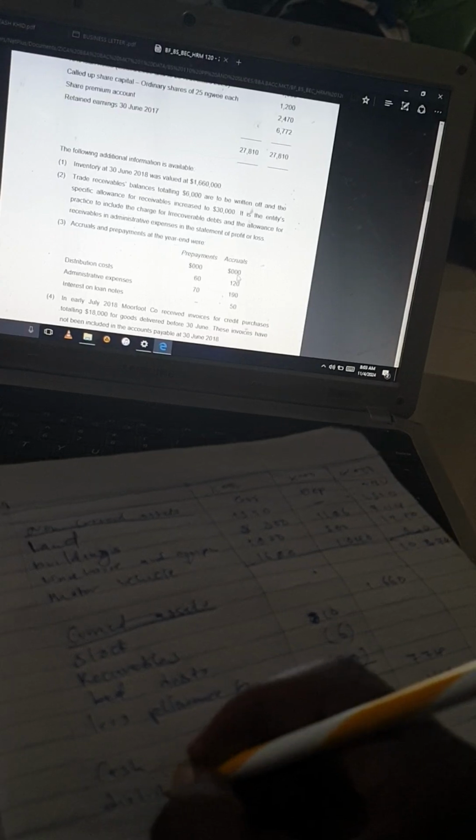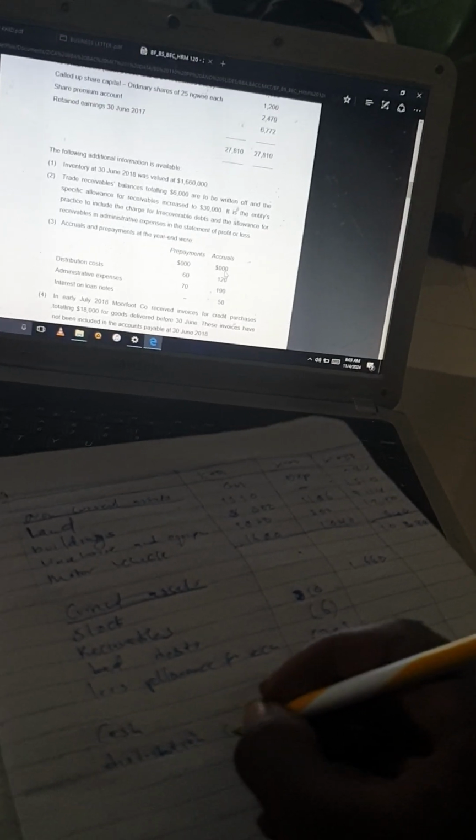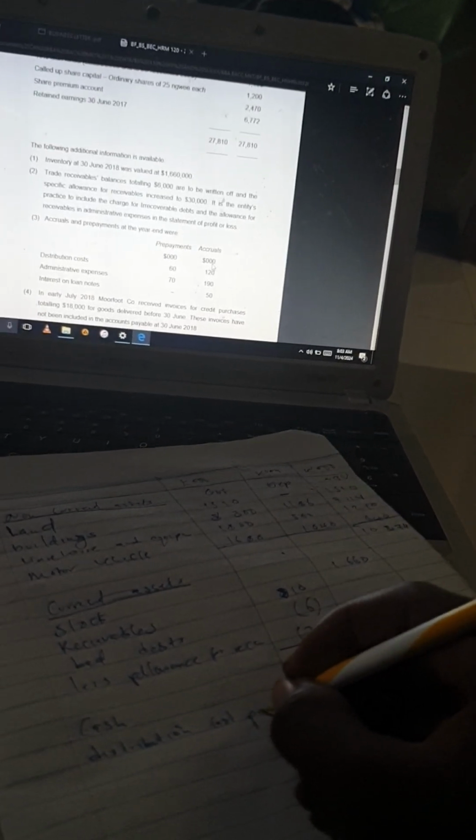So here we're talking about those things that can change form, as well as prepayments. So on prepayments, we have distribution cost prepayment. Prepayments are here, closer here. So we have distribution cost prepaid, which is 60. Then we have administrative expense prepaid.